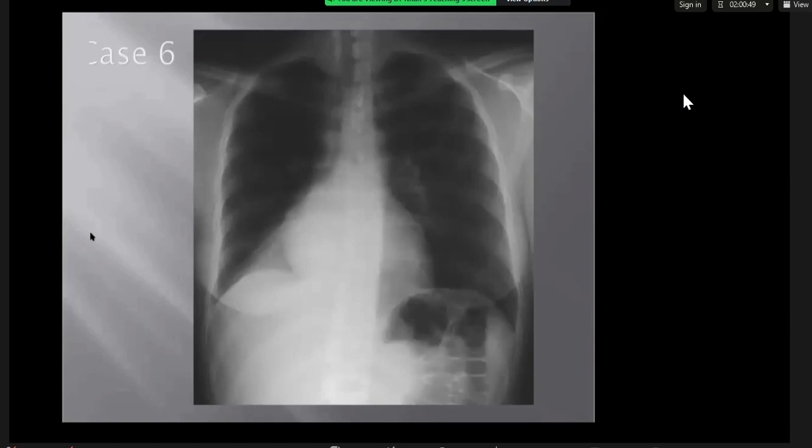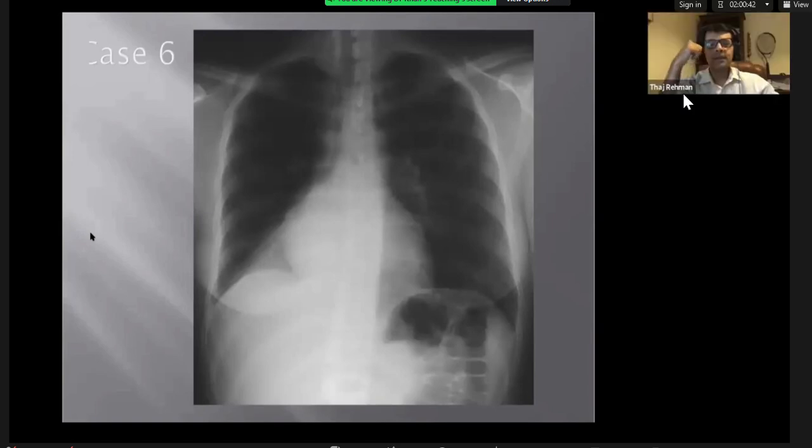It's not fitting any of the classic collapse. I can see the right heart border. Maybe it's a subsegmental collapse, so not a lobar.